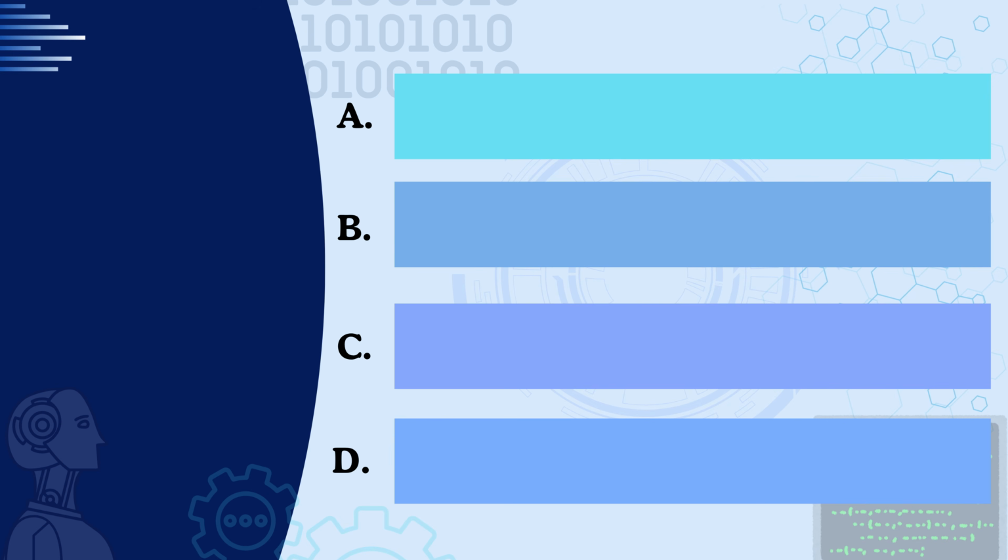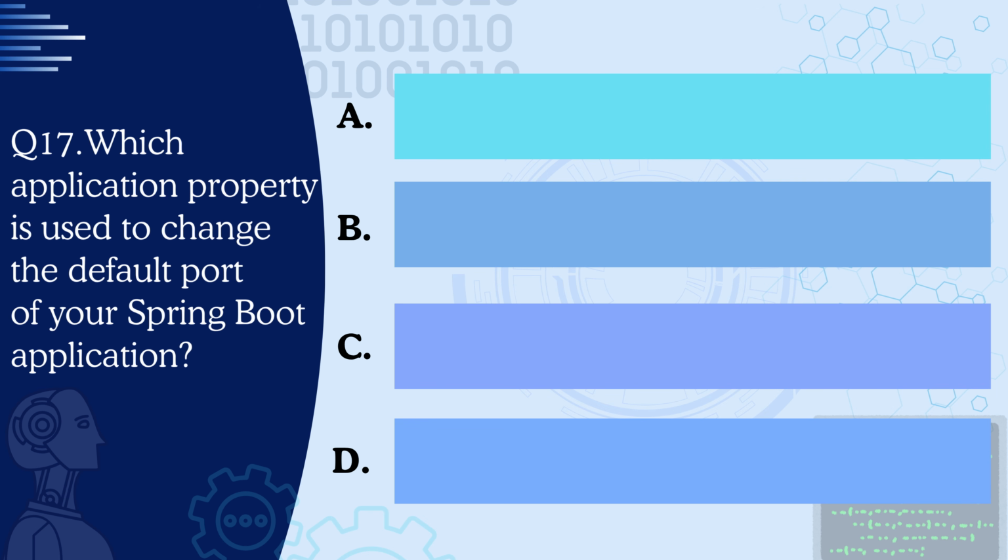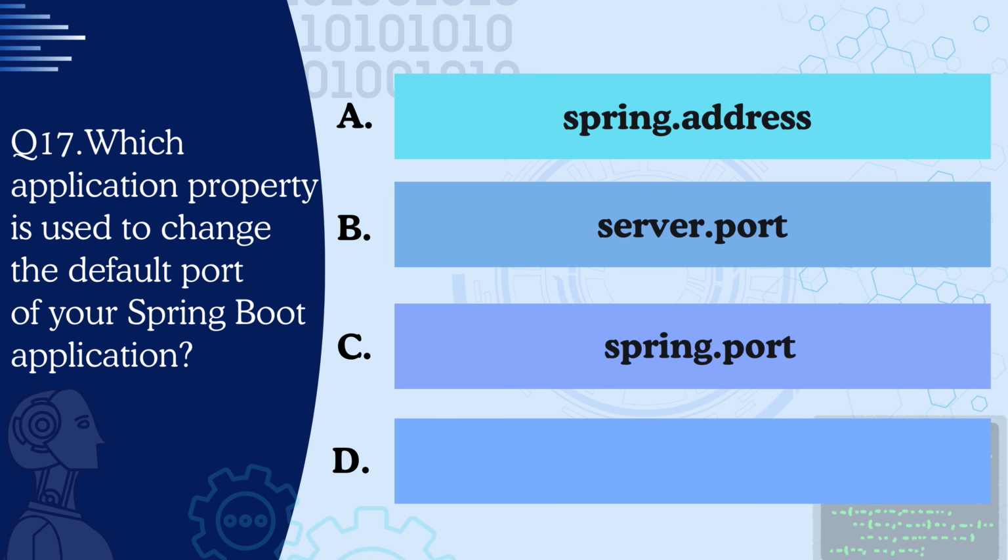Okay. Question 17. Which application property is used to change the default port of your Spring Boot application? A. spring.address, B. server.port, C. spring.port, D. application.port. So the correct answer is B. server.port.